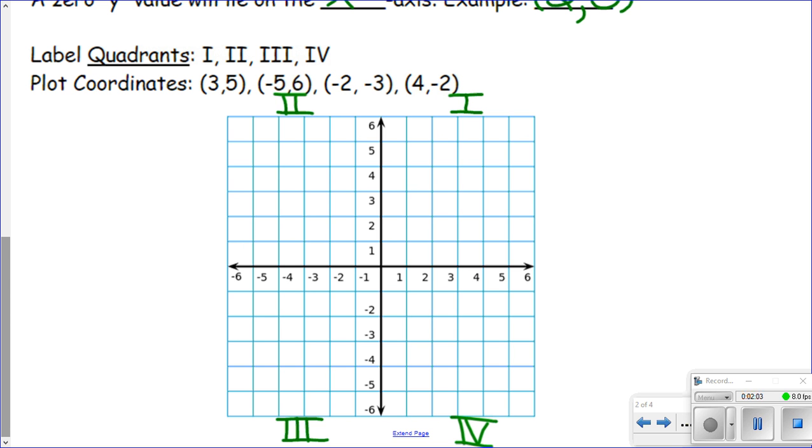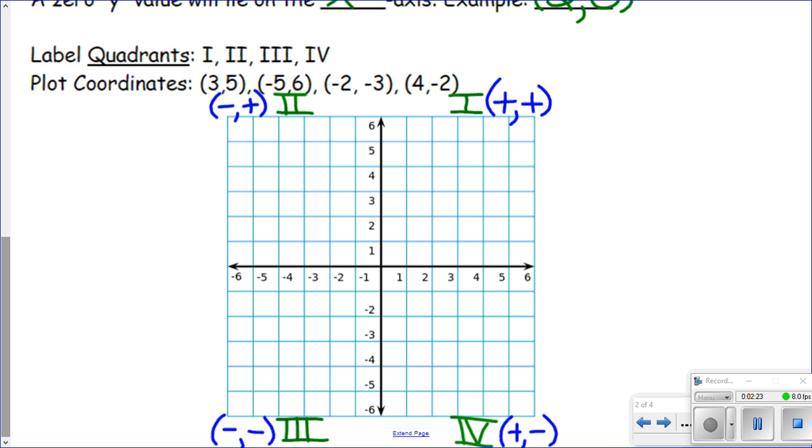Quadrant 1 will have our positive x values and our positive y values. Quadrant 2 will have our negative x and our positive y. Quadrant 3 will have our negative x and our negative y values. And quadrant 4 will have our positive x and our negative y.